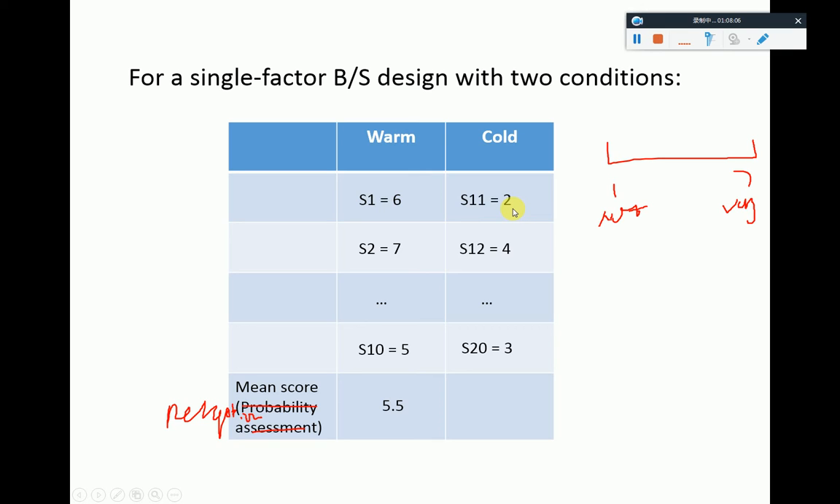In contrast, the next 10 participants assigned to the cold condition are also provided with a scale, and as expected, because Mike is described as cold, they perceive Mike as less friendly. So their scores are clustered toward this end of the scale. Let's imagine that they have an average of 3.5. So on average, these people perceive Mike as not very friendly.